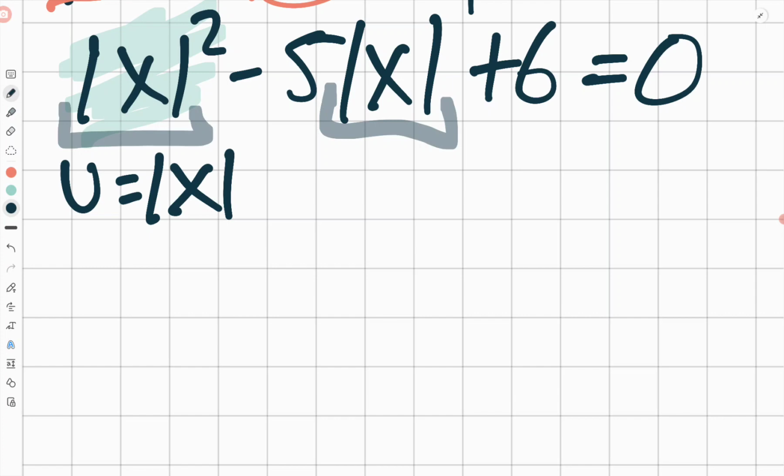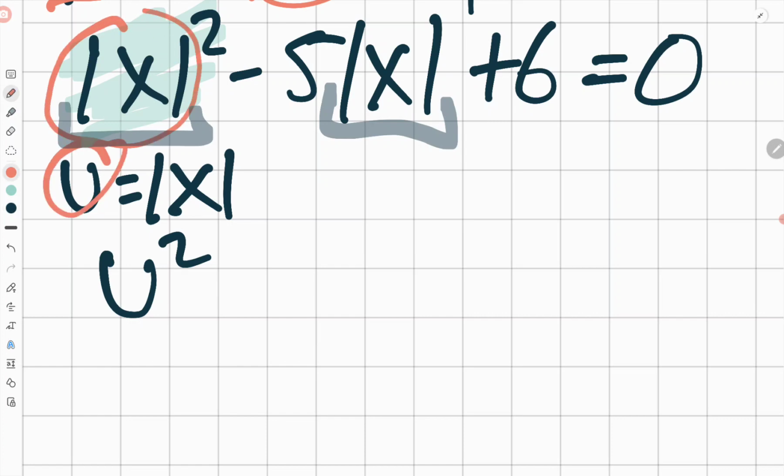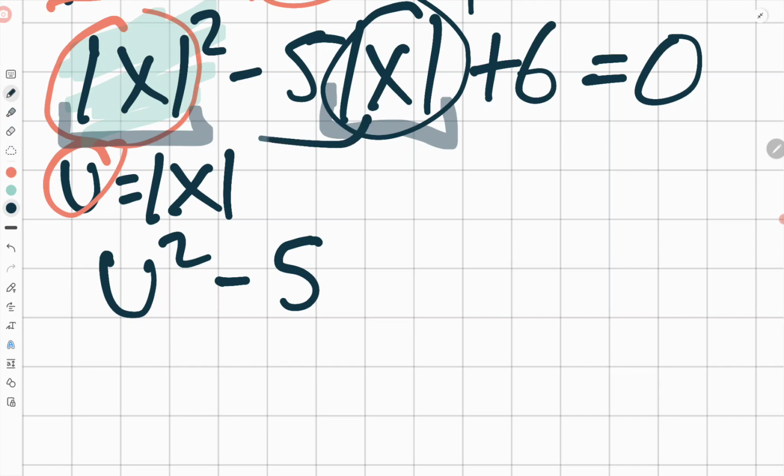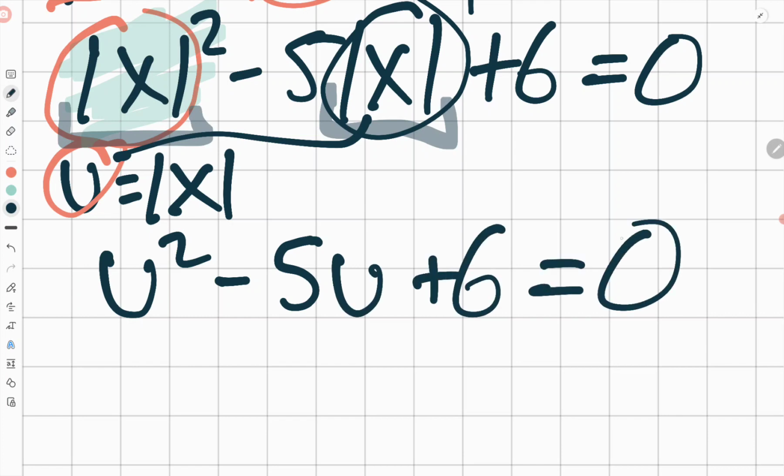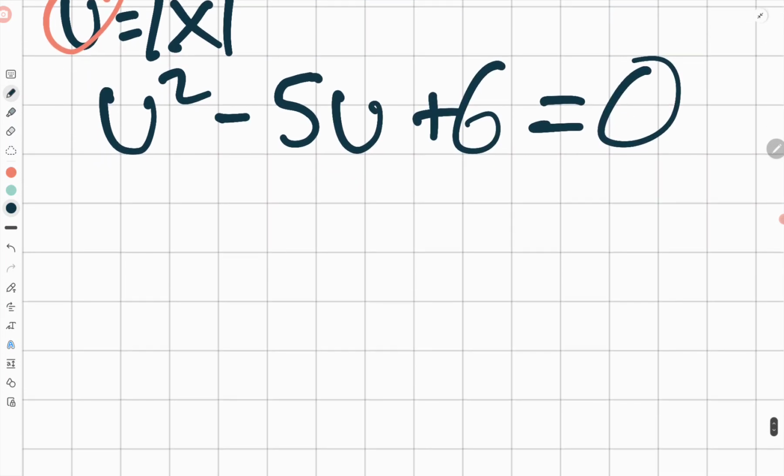Okay, so I will now be writing my equation as just u squared. So what am I doing? Look very carefully. I'm replacing this thing with this. u squared minus 5, and again, I'm going to replace this with just the letter u, because u stands for absolute value of x, plus 6 equals 0. Some people will find this form easier to factor.